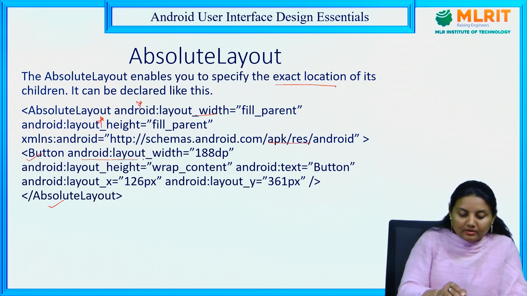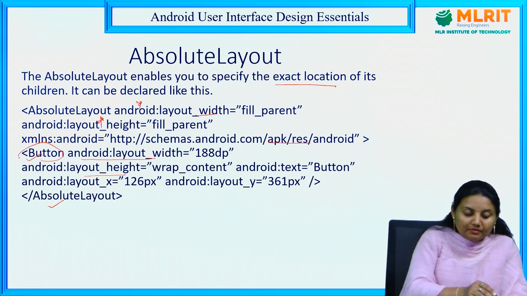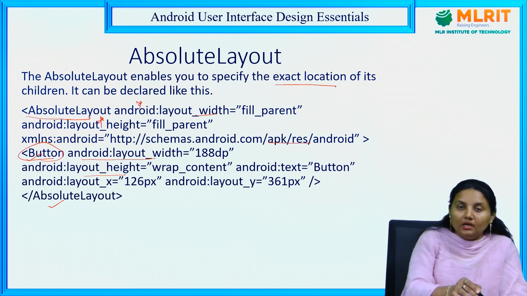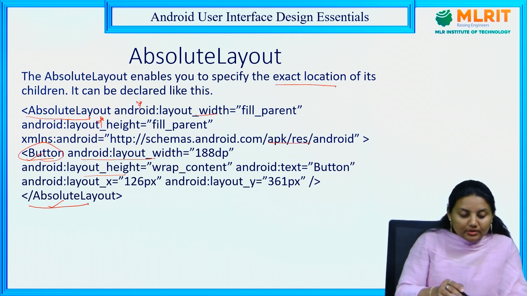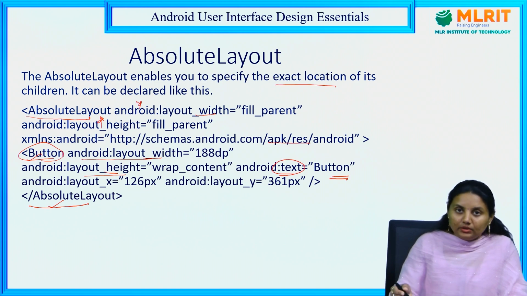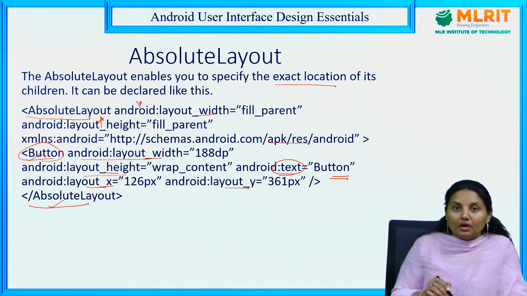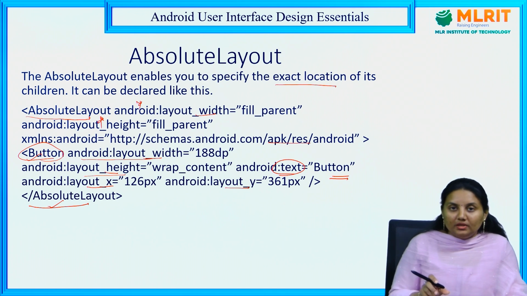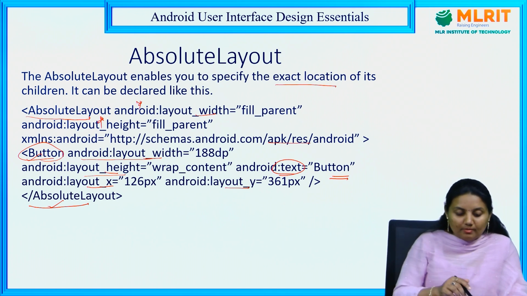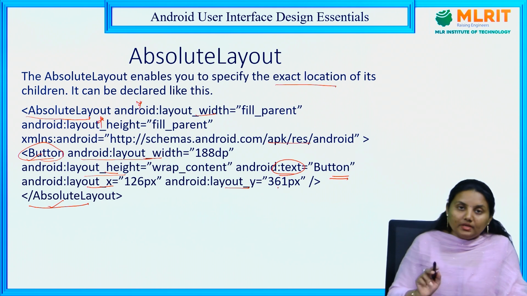So button, android layout width, layout height. Button is one more component that we have given, but absolute layout can be designed using the tag AbsoluteLayout only, which is closed at the end. Coming to your button, this is one more component that you have added, where you have given width and height as common attributes. And android:text, which is the text that needs to be displayed on top of the button. And layout X and layout Y give the position of the button, in terms of pixels.